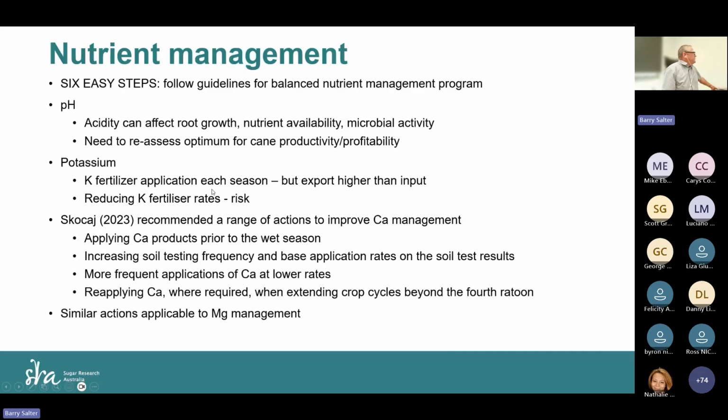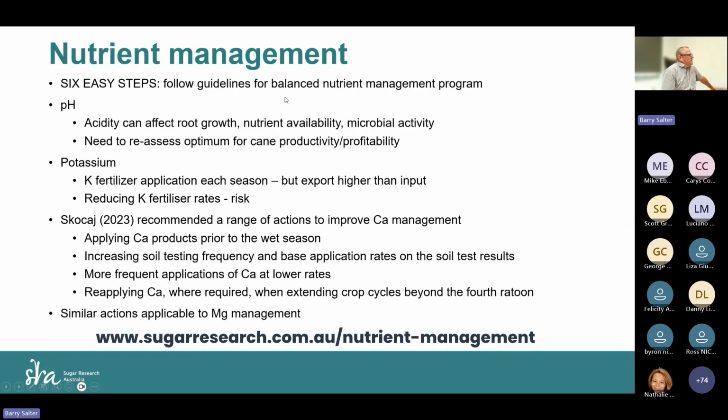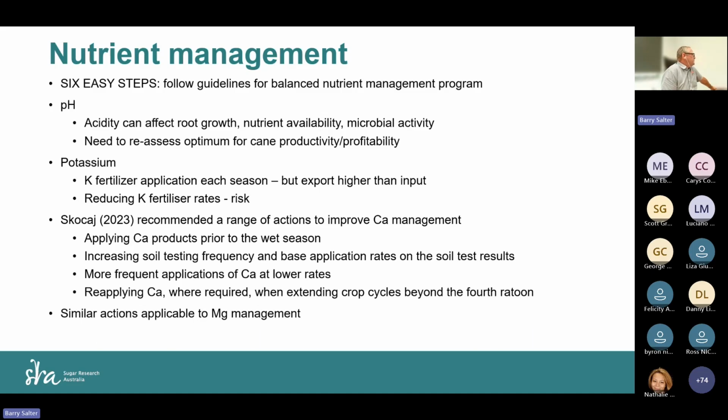To round out nutrient management, I clearly recommend the 6 Easy Steps for a balanced nutrient management program. The 6 Easy Steps is more than just nitrogen and phosphorus. It deals with all macro and micronutrients and ameliorants, etc. So it's really worth looking at the full program to manage all of these issues.